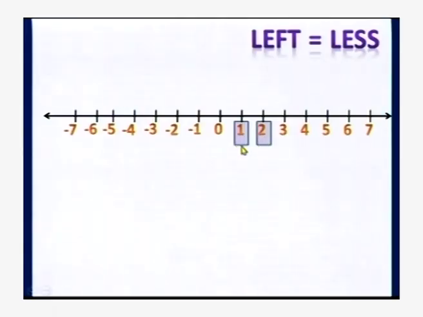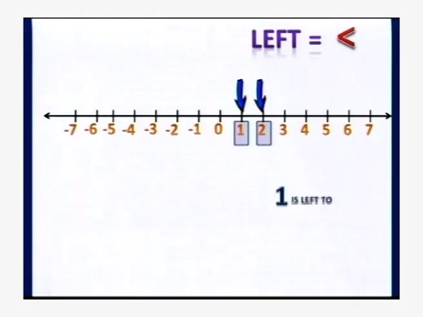Which is left to 2? Yes, 1 is left to 2. So I can say that 1 is left to 2. So when 1 is left to 2, what you have to say? Yes, it is less than. So 1 less than 2. So from this what you can understand children here? 1 is left and 2 is to the right. When we consider two numbers on the number line, the left number is less than the right number.